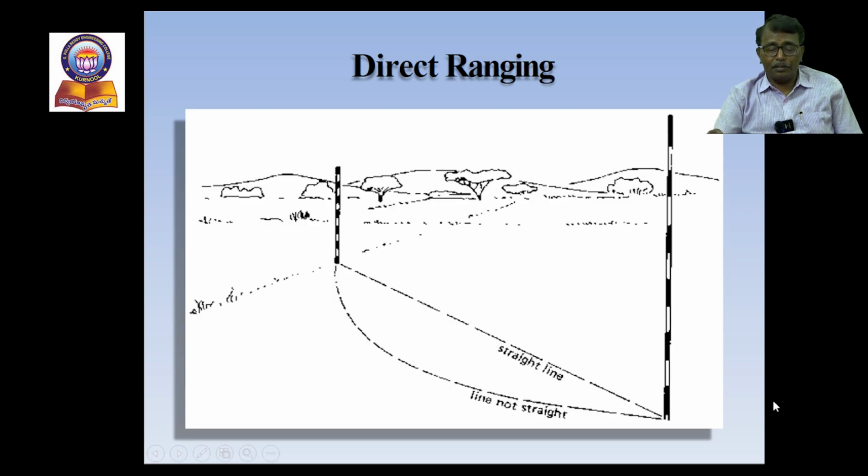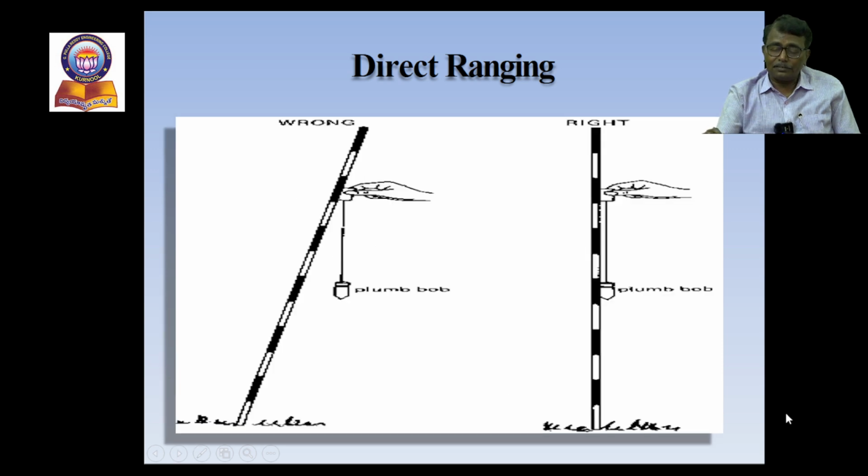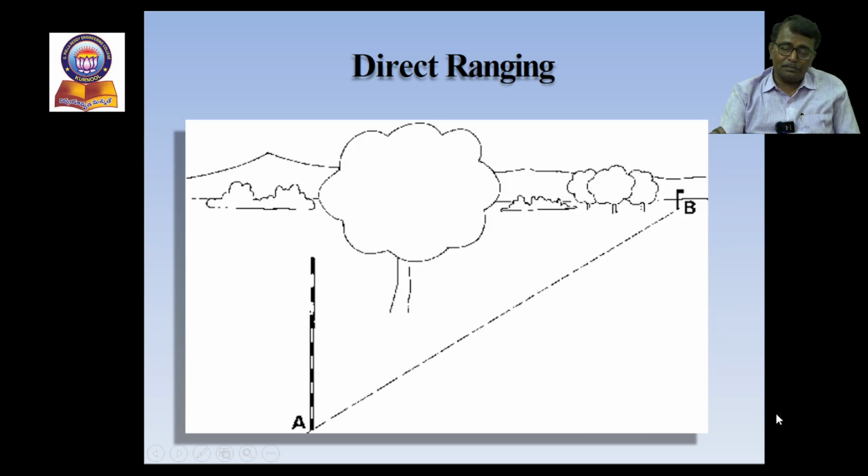So AB would not be a straight line if we have not done the ranging. While placing the ranging rod, it should be plumb. This is the right way and this is the wrong way. So it should be held to the plumb line while placing.